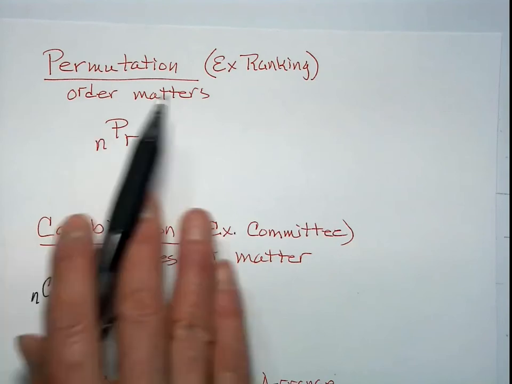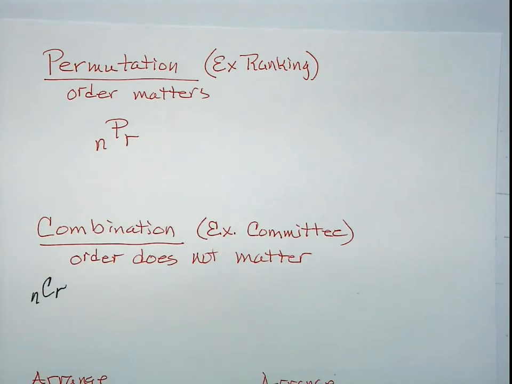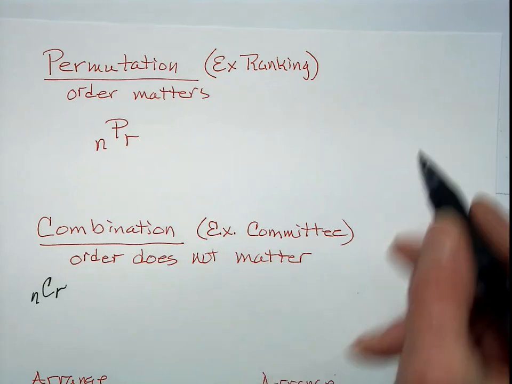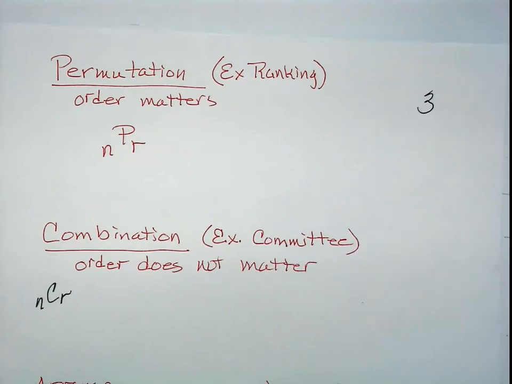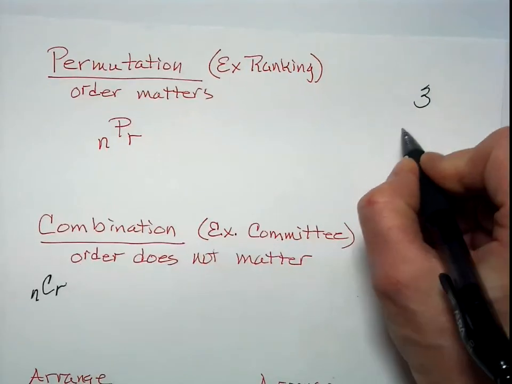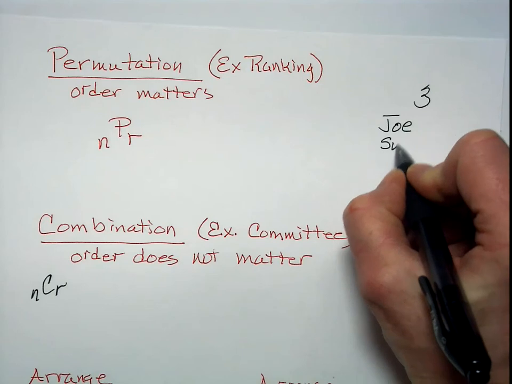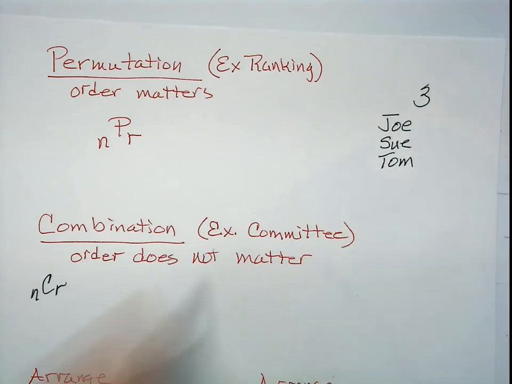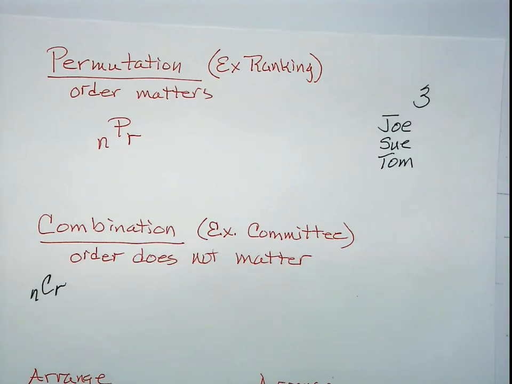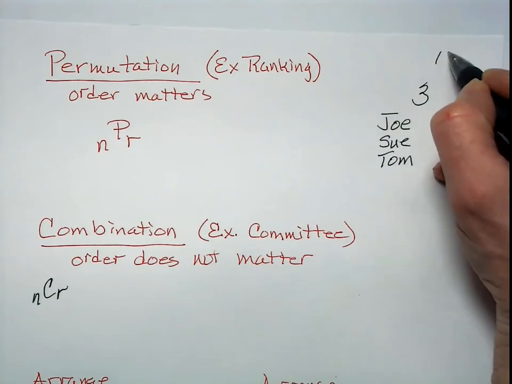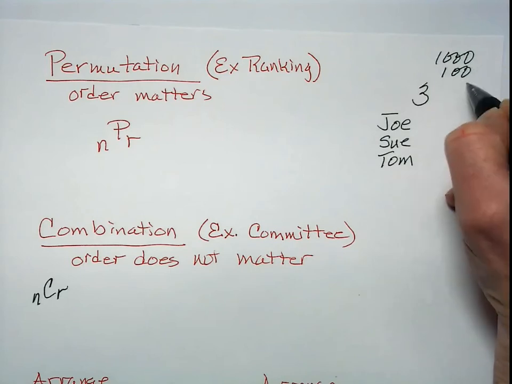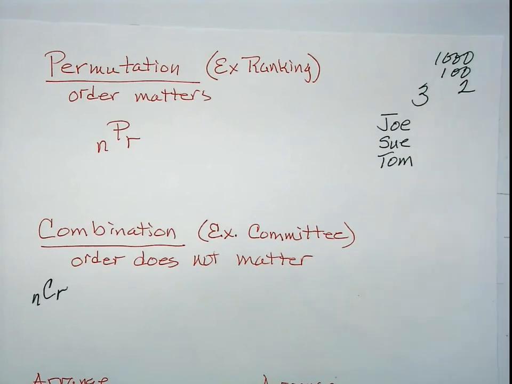Permutation, order matters. For example, ranking in class. Your ranking is first, second, or third. If I have 3 people in class and ranking orders, or something like scholarship. Let's say there's 3 people: Joe, Sue, and Tom. The first person's going to win a $1,000 scholarship, then $100, and the last one's going to win a $2 scholarship. So guess what? Ranking does make a big difference, right, if you're getting those scholarships.